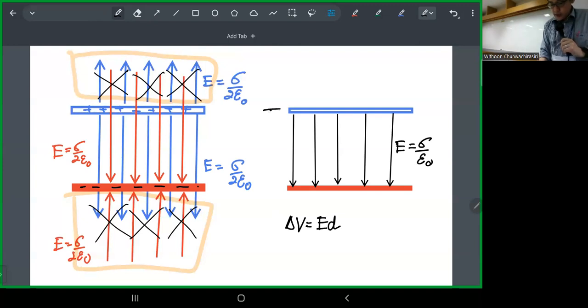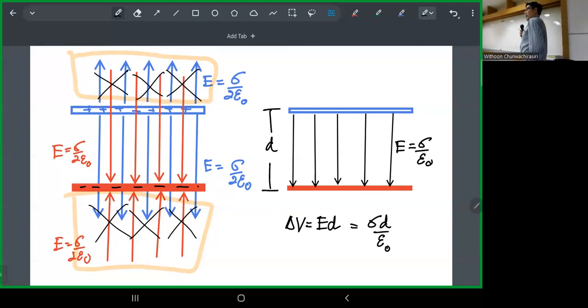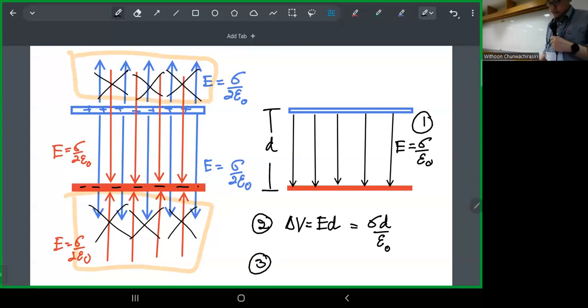So if I know the distance between the plates, all I have to do is multiply E by D, the distance between the plates. That's step number 2 already, guys. This is number 1. This is number 2. And what about step number 3? By definition, it's just the charge per potential difference, right? So you just take the delta V from the second step and plug it into the third, which is just the definition of capacitance.